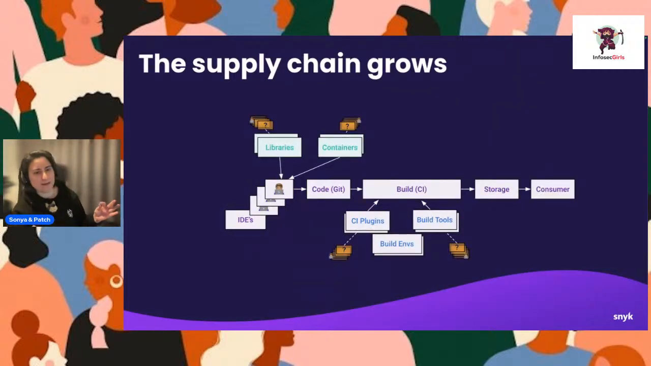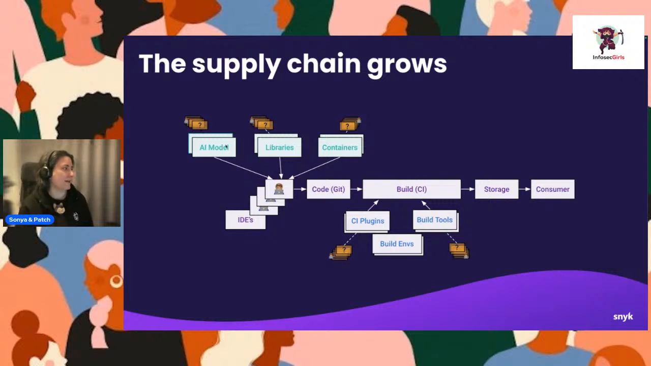So let's take a step back and see what the supply chain looks like. Here you have the supply chain, the classic one. You have the developers coding using an IDE. The developers are using libraries and containers, which, if you're using open source, also have developers doing this on their side. So developers push code through Git and it goes through the build system, the CI/CD pipeline. From here, you can also link some CI plugins, build tools, and build environments. This is just a classic workflow. Again, the plugins might be created by developers here. Build tools also have developers and companies, up to the storage and consumer. Nothing new. This is the classic supply chain.